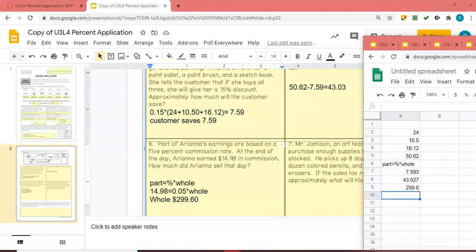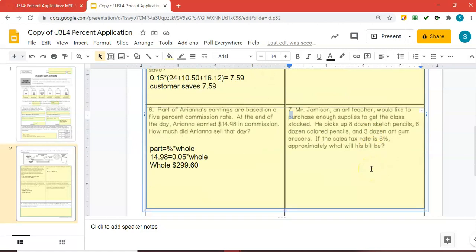So let's go ahead and see if we can figure out this next one, number 7. Again, I'm going to read it, and you should pause the video, try to figure it out on your own, and then we'll go over it. Mr. Jameson, an art teacher, would like to purchase enough supplies to get his class stocked. So he picked up 8 dozen sketch pads, 8 dozen colored pencils, and 3 dozen art gum erasers. If the sales tax rate is 8% approximately, what will his bill be? So let's go ahead and try to break that down.